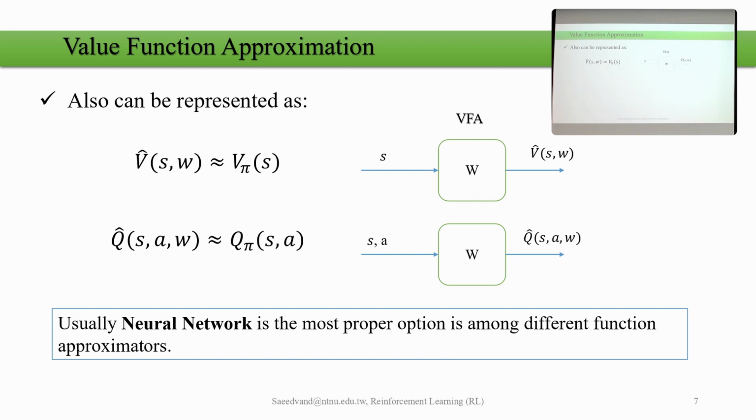In another form, to make it more understandable, we can represent the estimated value of S and W, instead of the value pi of S, like this. What it means is that S is the input. We have a state that also includes some x's as input. We want to find a series of w's that give me the value function, so I have the value of the state and w.